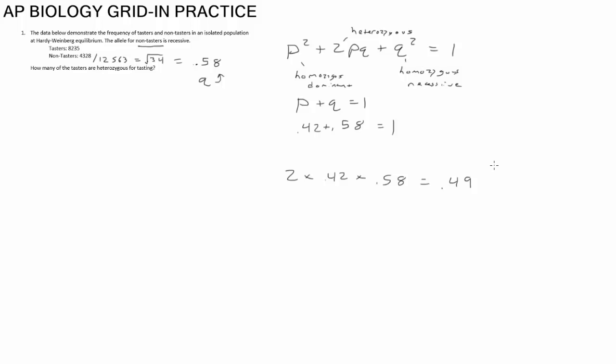So if I take that 0.49 and multiply it by the total population, which is 12,563, that's going to give me the individuals that are heterozygous, and I get an answer of 6,156. And I did some rounding there because fractions of people don't really work out. Okay, so I get 6,156. Let's box that. Now this problem didn't actually specify what we're rounding to, so I'll just round to a whole number. It's asking for individuals. That makes sense.